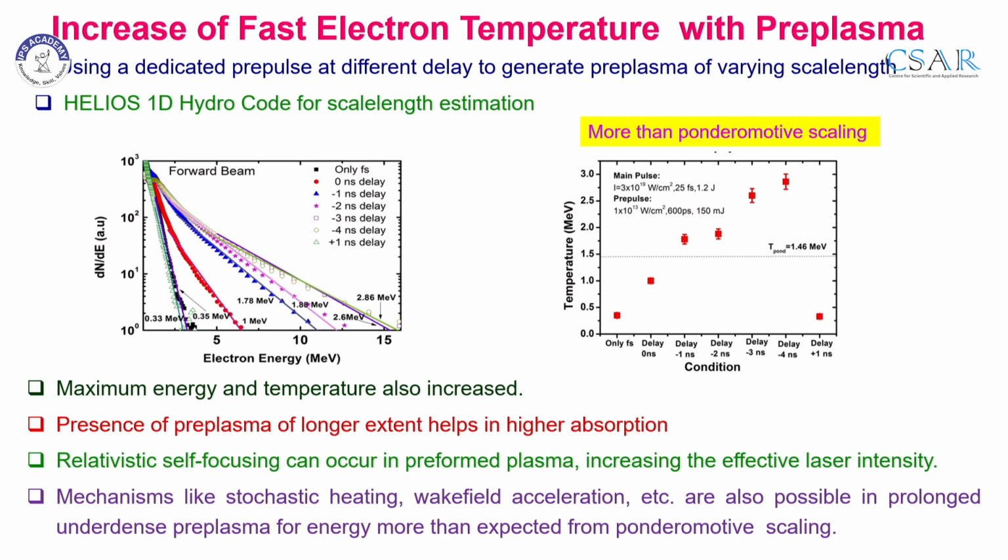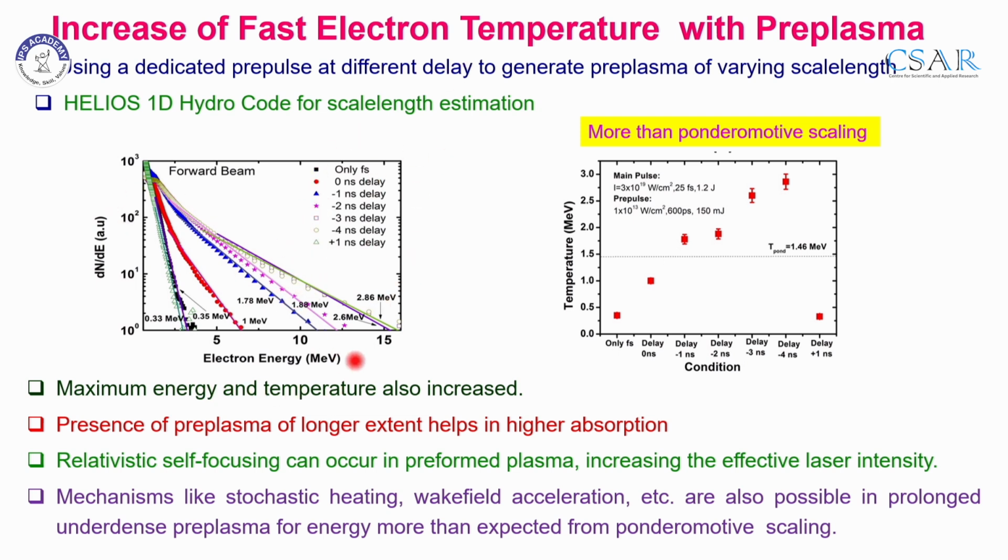So we got the clue that it is the sharp density scale length which is limiting the full ponderomotive potential. So we used a dedicated pre-pulse line. We deliberately increased the scale length of the plasma by using a second pulse, and we estimated the scale length using 1D hydro codes. And this is the spectrum of the fast electrons for the different delays between the pre-pulse and the main pulse.